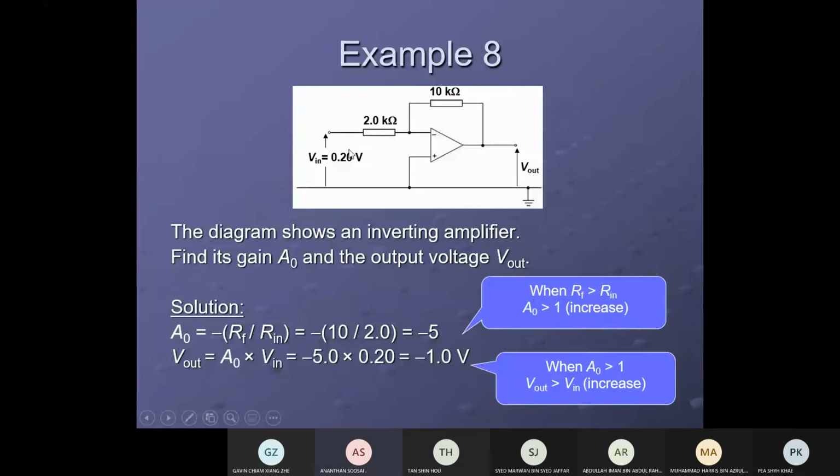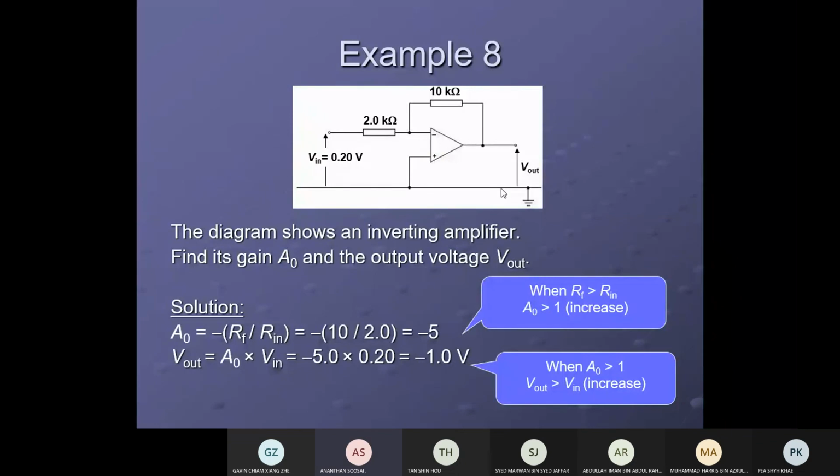So 0.2 is going to be how much? 0.2 times negative 5 is negative 1. So the output will be negative 1. Input 0.2, output will be negative 1.